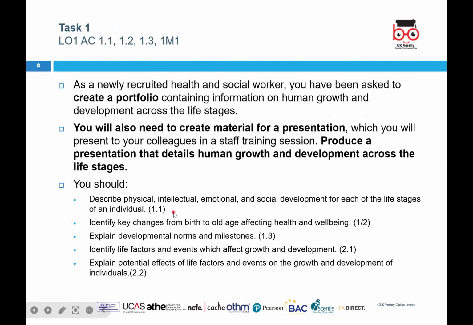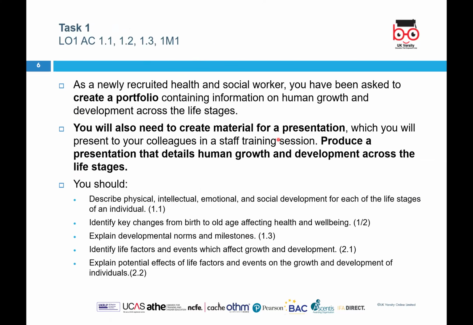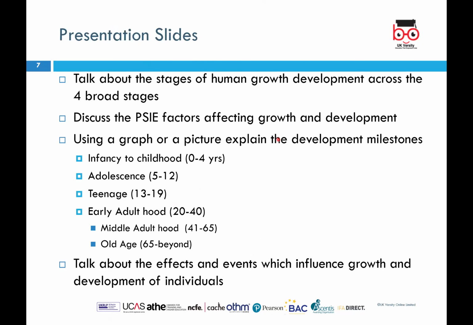So this is your task 1, for which you have 15 to 17 slides. Okay, and you have speaker notes if you want to go into excess. So what do you talk about in your presentation slides? You talk about the 4 stages across the human lifespan. You talk about psychological, social, intellectual, and emotional factors. We've talked about these that impact growth and development. You can use graphs, you can use pictures, but all of these need to be referenced, okay, from where they have been taken. You can talk about a chart that shows infancy to childhood, 0 to 4 years.